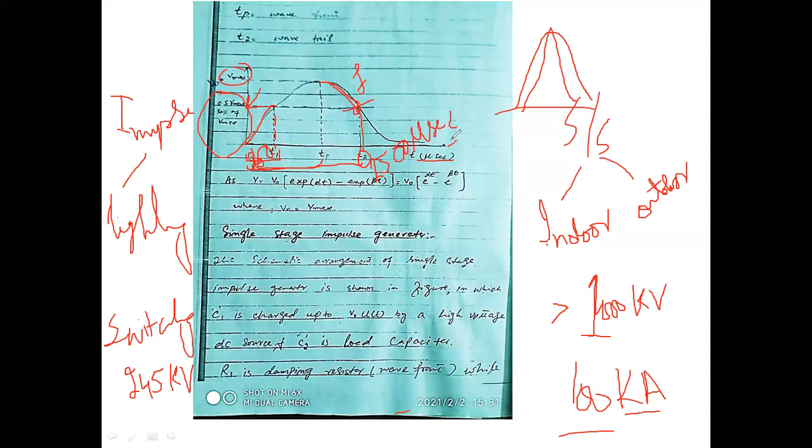Okay, so the tolerance value for this is plus minus 60%, and the peak value is 250. This is not 250, the peak time is 250 microsecond, and the tolerance value is plus minus 20%. Okay, therefore we write it as 250/2500 impulse.